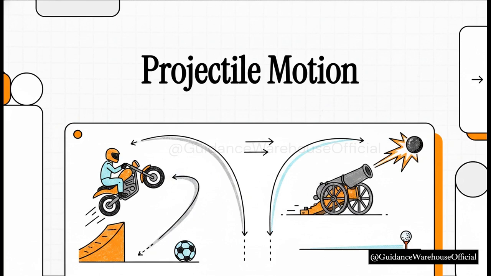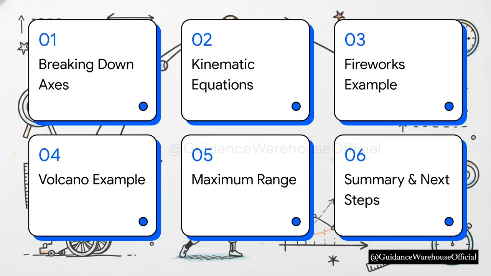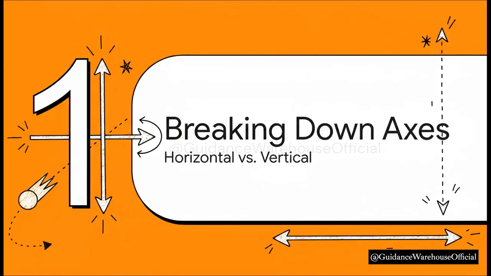It's literally the physics of flying objects, and it governs the whole shebang, from a leaping motorcycle to a kicked soccer ball, right down to a fired cannon. By the end of this lecture, you'll have this entirely figured out. We're going to break down the axes, run through the kinematic equations, tackle some awesome real-world examples like fireworks and volcanoes, and finally, we'll calculate maximum range. All right, let's jump straight into part 1, breaking down the axes, horizontal versus vertical.